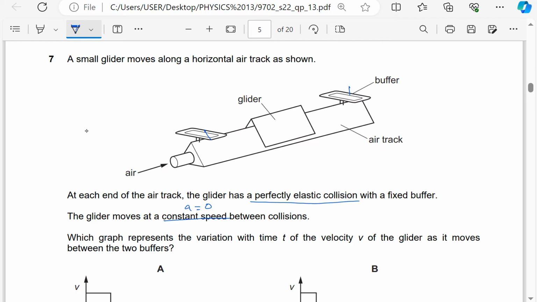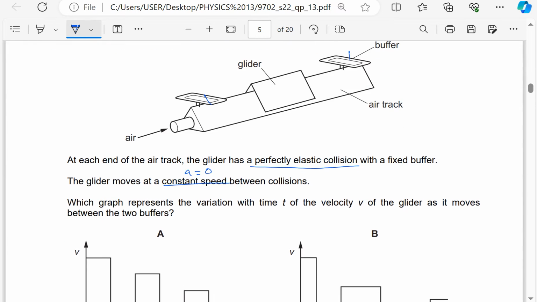Which graph represents the variation with the time of the velocity of the glider as it moves between the two buffers? Because the speed is constant, the acceleration should be 0. That means the gradient of the velocity-time graph should always be 0 at all cases.